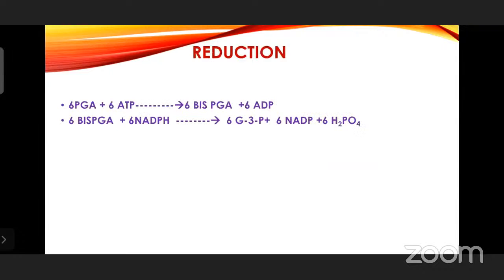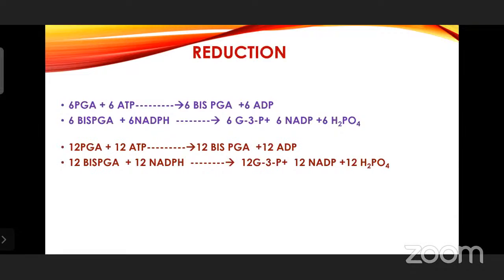But coming to the reduction, it is not as simple as you see here. You have to see the equations. 6 molecules of phosphoglyceric acid combining with 6 ATP giving 6 bisphosphoglyceric acid, and ADP is separated. And these 6 bisphosphoglyceric acid combine with 6 NADPH molecules giving 6 glyceraldehyde 3-phosphate, and NADP is getting separated with acid here. And next, for 12 molecules also the same thing is mentioned here in this diagram where reduction is taking place.